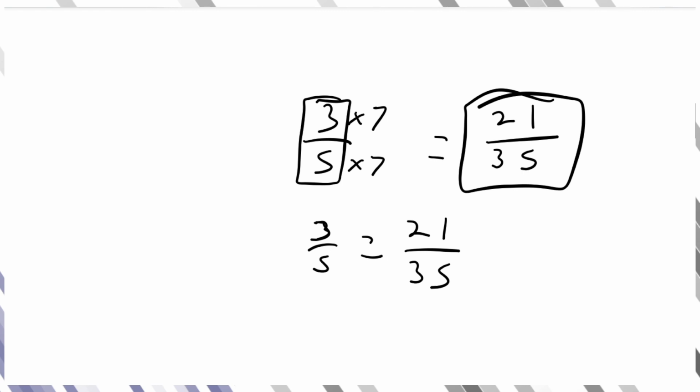They're the same amount. If you cut a pizza into 5 and you eat 3 of them, it's the same as cutting it into 35 and eating 21 of them. It's the same amount of calories.